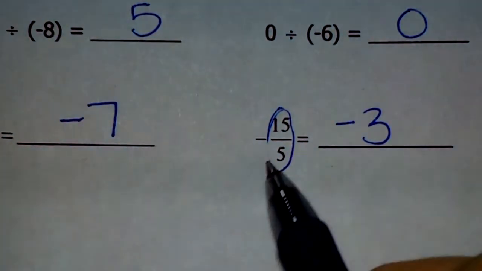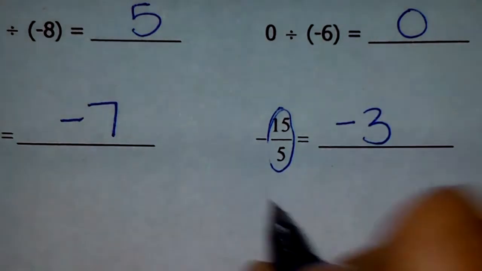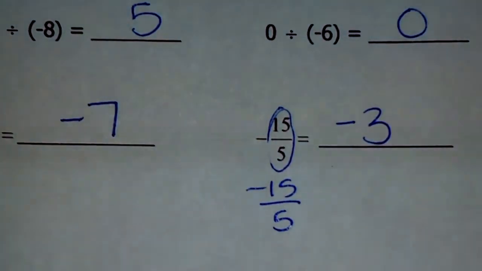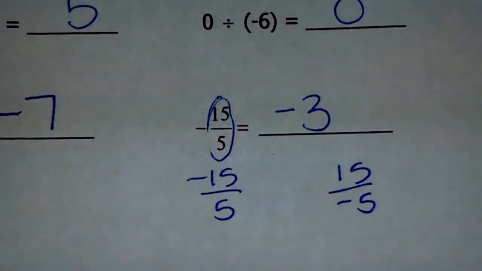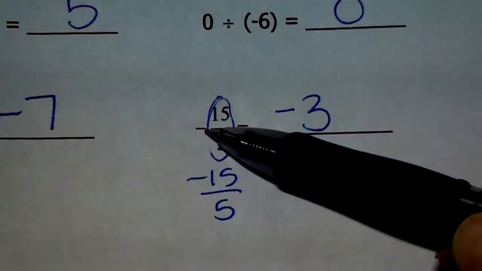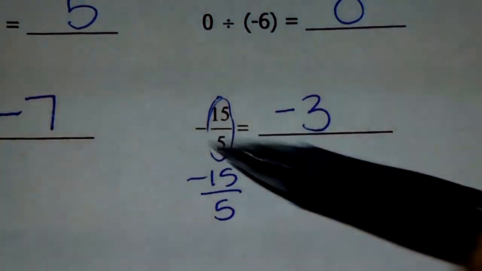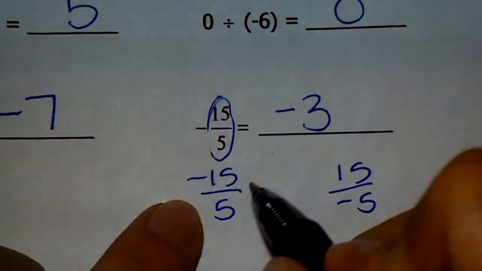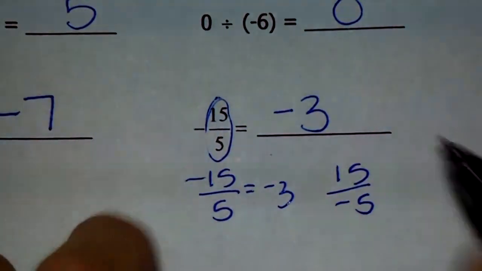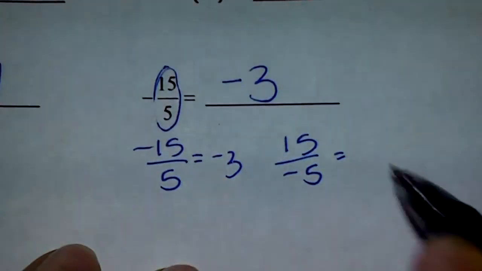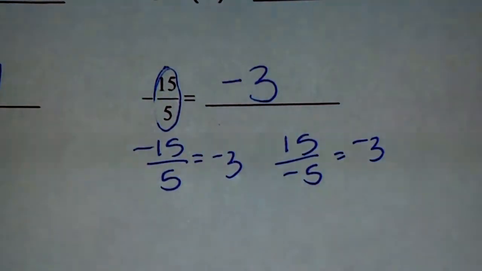You could also look at this as a negative 15 over a positive 5, or a positive 15 over a negative 5. When you see that negative sign in the middle, it's allowed to go with either the top or the bottom. Because if I put it with the top, isn't negative 15 divided by 5 negative 3? And if you put it with the bottom, isn't 15 divided by negative 5 also negative 3? Yes, so think about slope when you have negative slopes. And if you haven't covered that yet, we'll get there soon. And it'll all tie back to this.